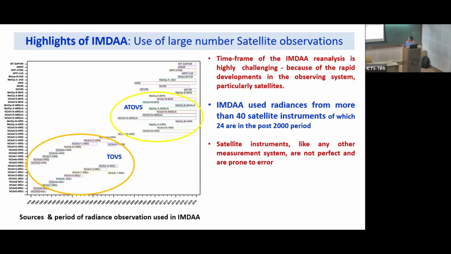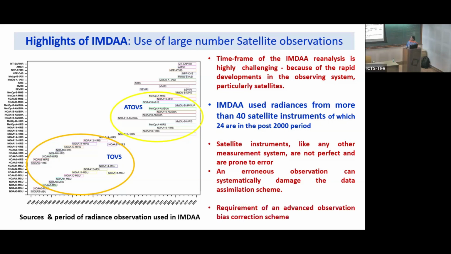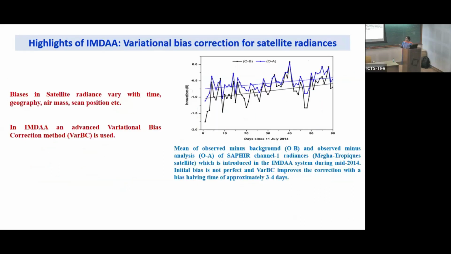We know that satellite instruments, like any other measurement system, are not perfect, and they are prone to error also. So we have to do bias correction, because erroneous observations can systematically damage the data assimilation scheme. This requires an advanced observation bias correction scheme, so we introduced variational bias correction. What are the sources of biases in satellite data?